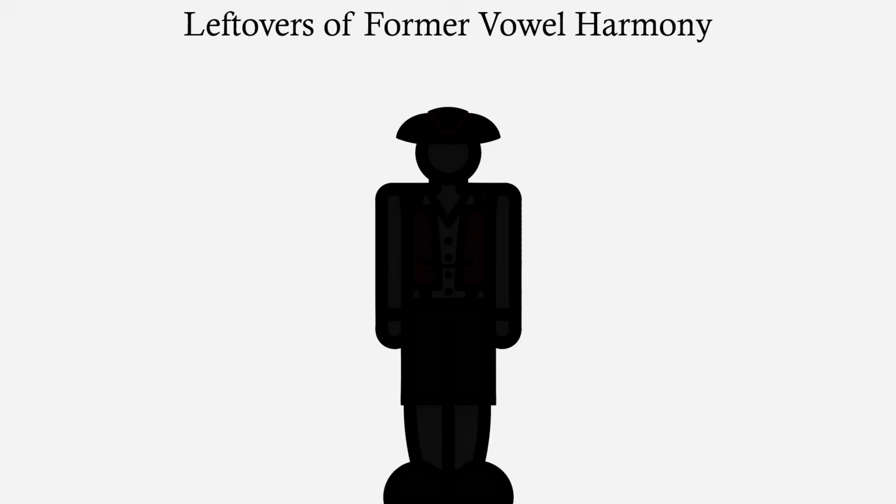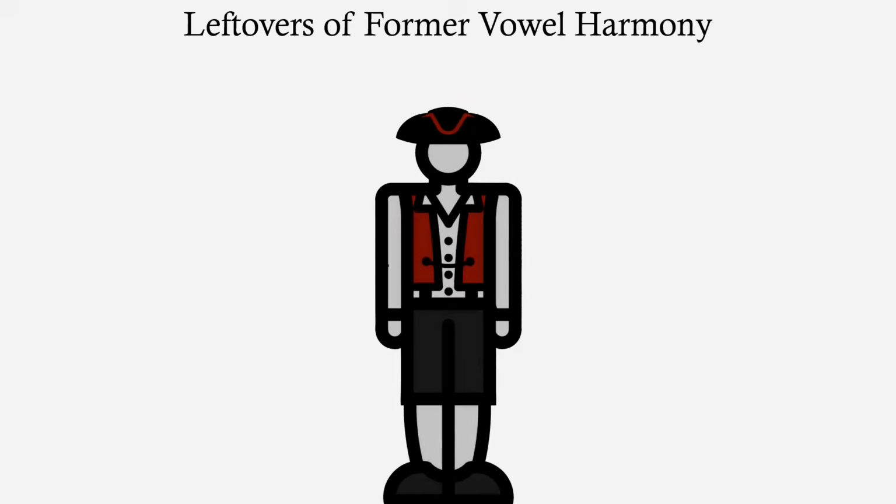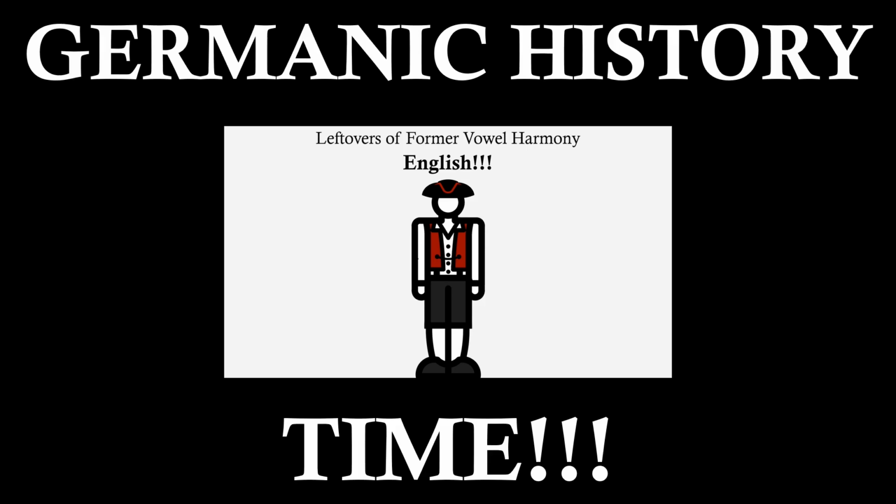For instance, here we could look at a strange little language called English. That's right, it was all a trick. It was another video about the development of the Germanic languages all along. A form of vowel harmony called I mutation has been very important for the development of the Germanic languages.